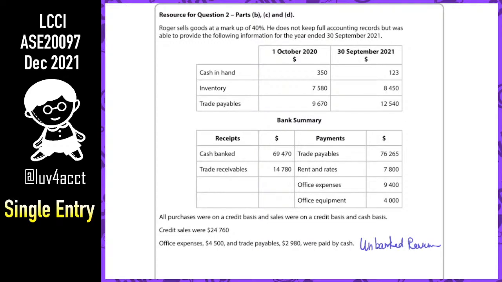Because usually if you have the whole list of unbanked revenue, you will be told that all the cash received is banked except for this and that. But this time you are not told about that. You are just told that these two items are paid by cash. See this very small difference in how the information is given to you.